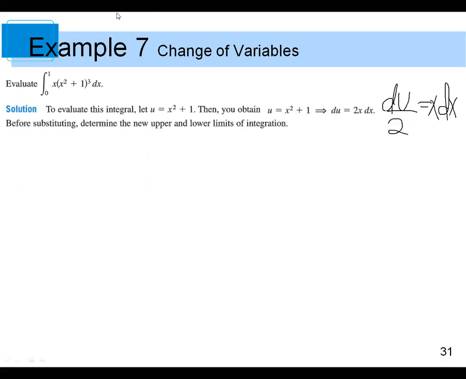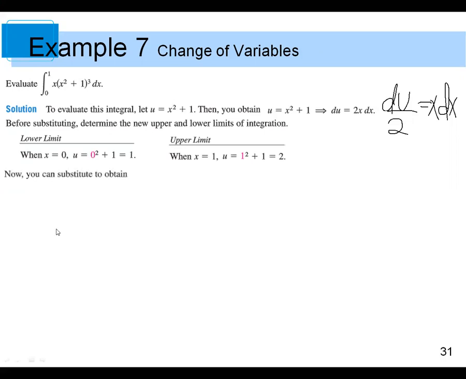But notice this problem is in terms of x. So the limits are as x goes from 0 to 1. But now we're changing the variable to be in terms of u. So when x is 0, if u is x squared plus 1, u is 0 squared plus 1, or 1. When x is 1, that's the upper limit. That's where I'm getting these 0 and 1s. Plug that into the equation that relates u and x, and it would be 1 squared plus 1, or 2.